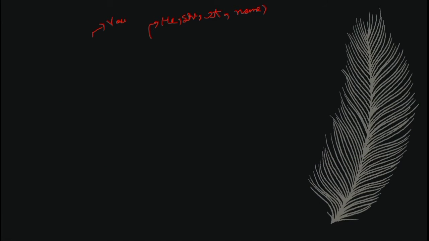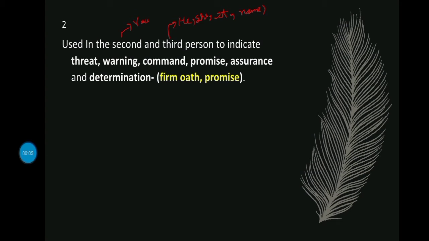So let's see the second meaning of shall: it is used in the second and third person to indicate threat, warning, command, promise, assurance, and determination. When we use shall with the second and third person, it indicates these. Threat means to give a warning to somebody, to treat someone in a bad manner.